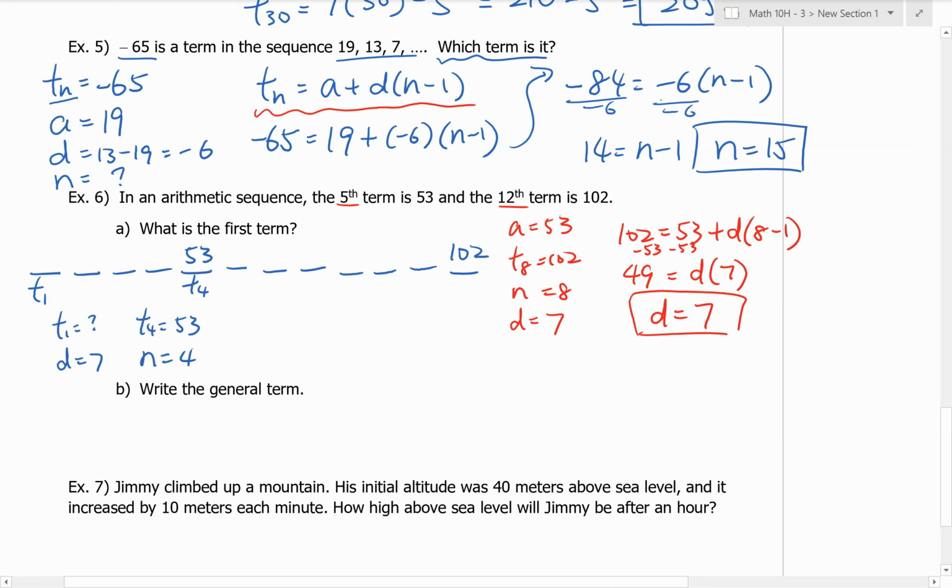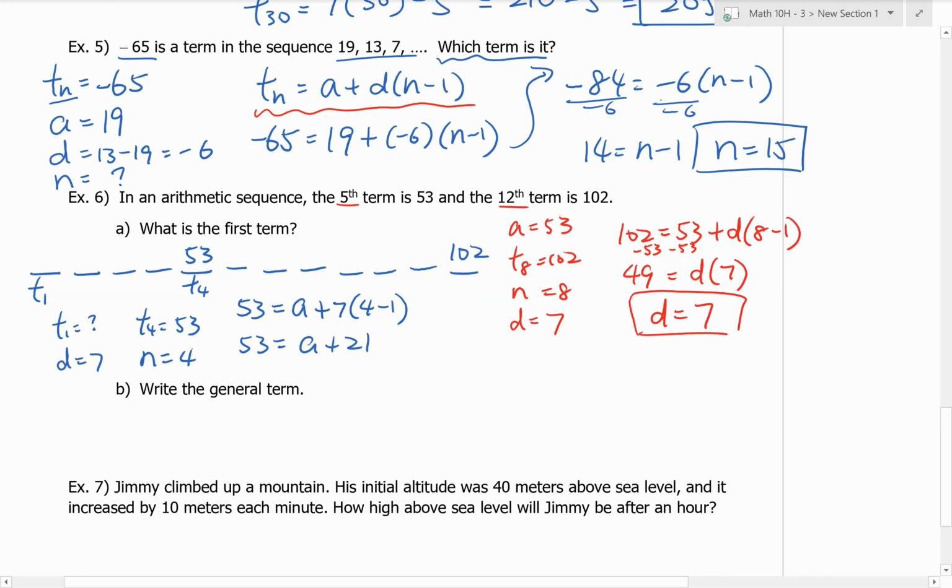So then, again, using the same formula, Tn is 53. We don't know what T1 is, or A, plus the common difference we do know now is 7. And n is 4, so 4 minus 1. You should get 53 is equal to A plus 4 minus 1, which is 3, and 3 times 7 is 21.